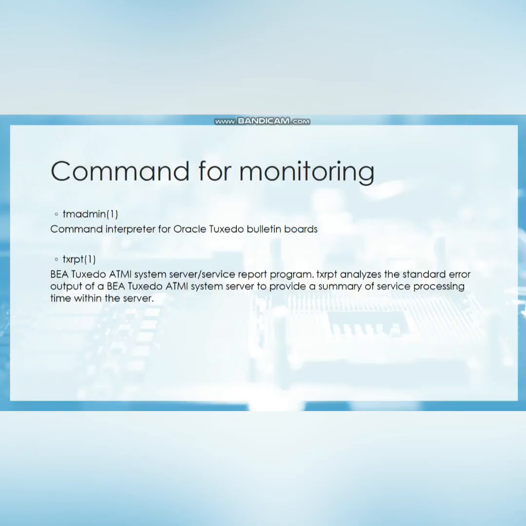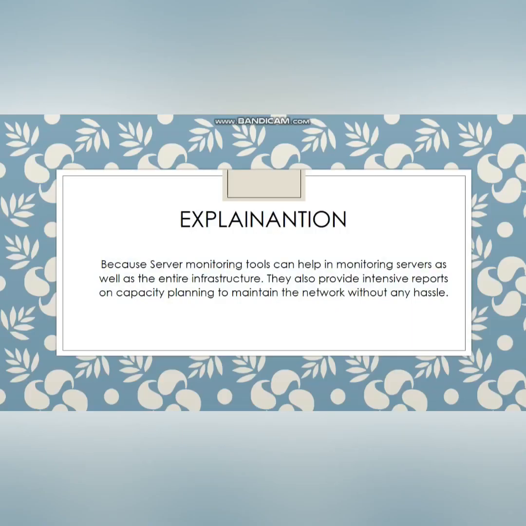Commands for monitoring: tmadmin, the command interpreter for Oracle Tuxedo bulletin boards. TXRPT, the Oracle Tuxedo system server service report program. TXRPT analyzes the standard error output of Oracle Tuxedo system servers to provide a summary of service processing time within the server. Explanation: server monitoring tools can help in monitoring servers as well as the entire infrastructure. They also provide intensive reports and capacity planning to maintain the network without any hassle.